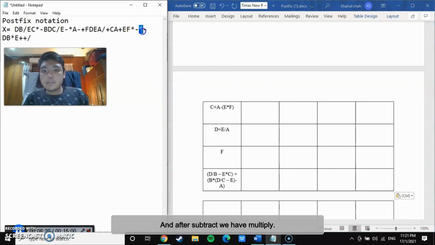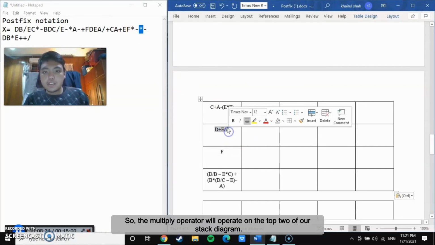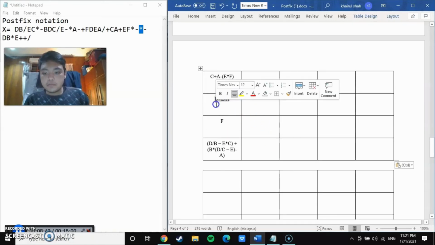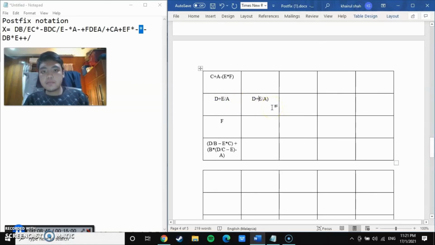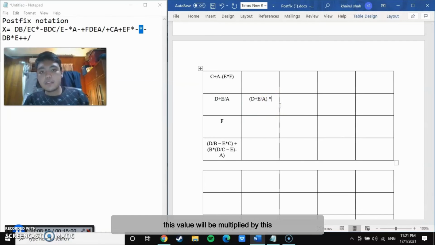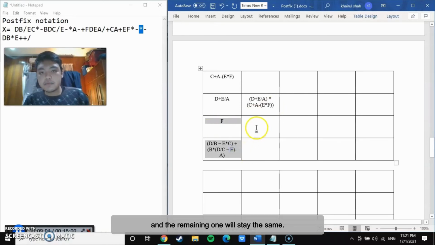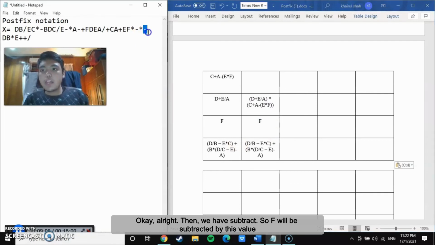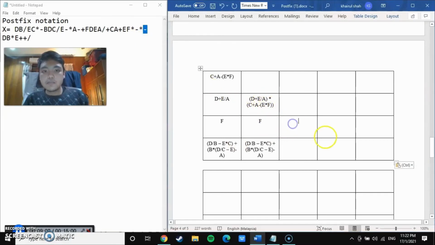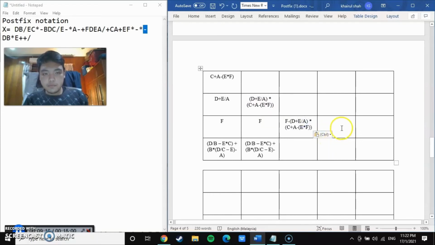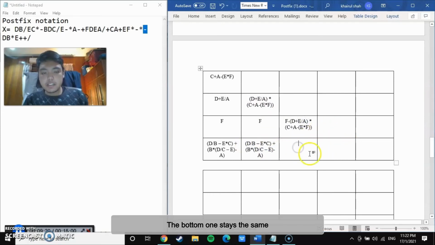And after subtract, we have multiply. So the multiply operator will operate on the top two of our stack diagram. So this value will be multiplied by this value. And the remaining one will stay the same. Okay, alright. Then we have subtract. So F will be subtracted by this value. F minus this. Okay, the bottom one stays the same.